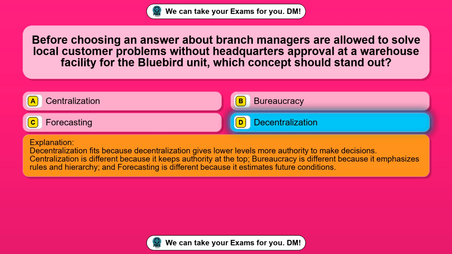Decentralization fits because decentralization gives lower levels more authority to make decisions. Centralization is different because it keeps authority at the top, bureaucracy is different because it emphasizes rules and hierarchy, and forecasting is different because it estimates future conditions.